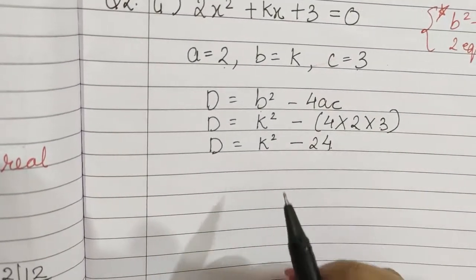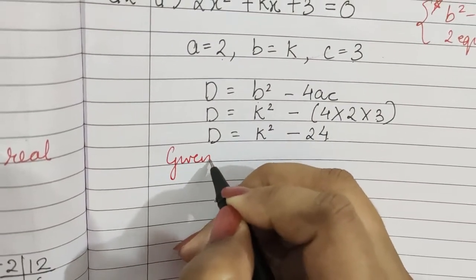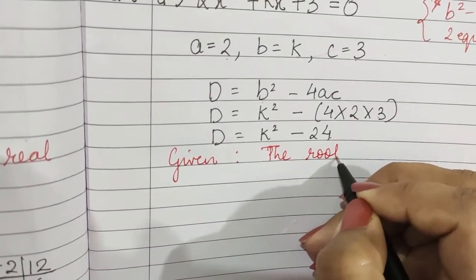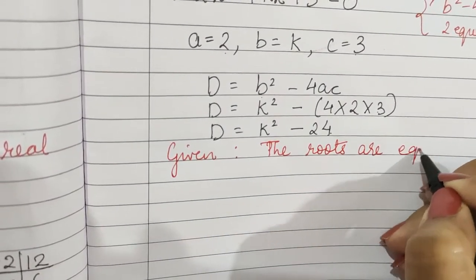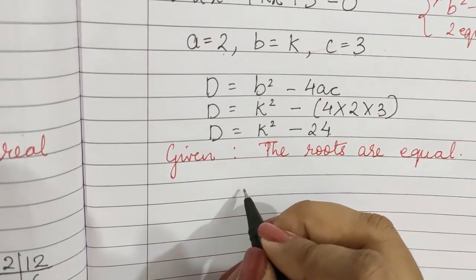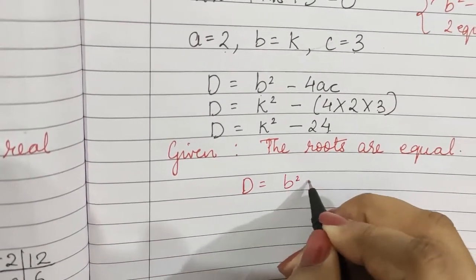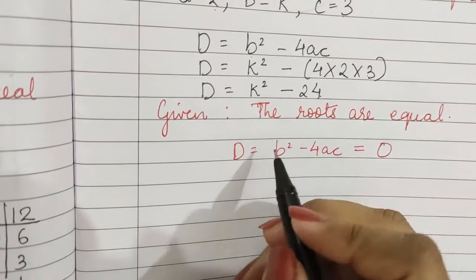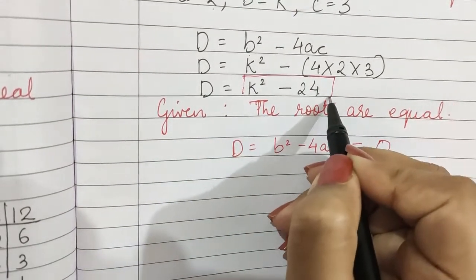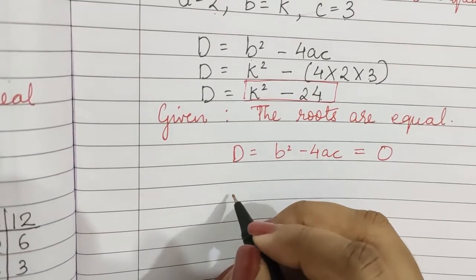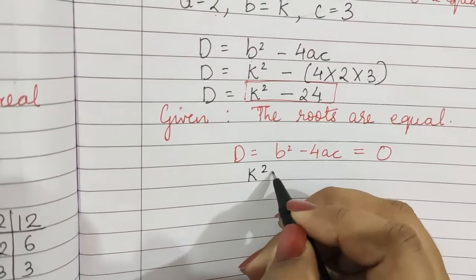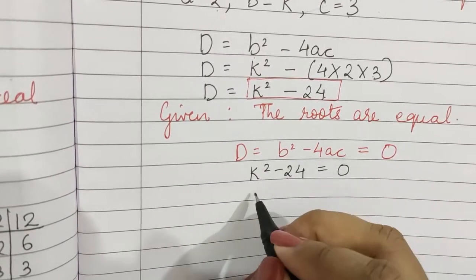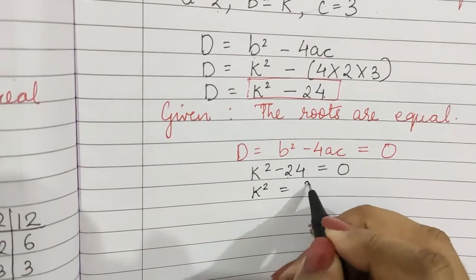Now next thing we are going to mention over here is what is given. The roots are equal. That means the determinant, which is b square minus 4ac, is equal to 0. So over here, what is D? D we have got k square minus 24. So from here we will put k square minus 24 is equals to 0. We will shift minus 24 to RHS. This will be k square equals to 24.